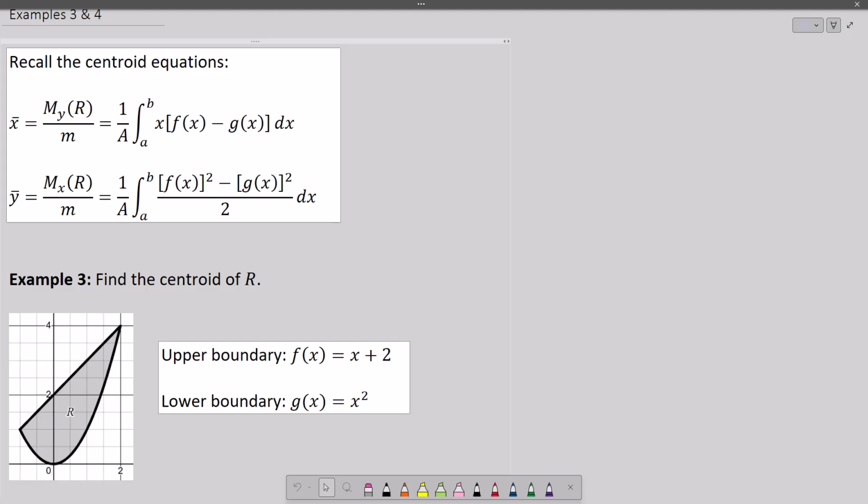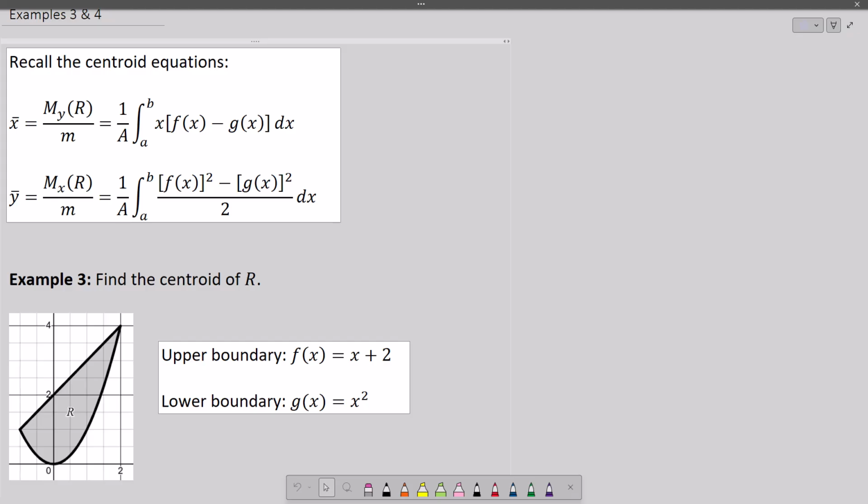M sub y is the moment about the y-axis. It's a tendency to rotate about the y-axis. So that's why it's got an x bar and an x here, because this x is measuring the distance from the y-axis. So there's no typo there. Sometimes it feels like, oh, well, if that's x and that's x, why is that y? But that's what's happening. So m sub y, you're rotating about the y-axis, and x is measuring that distance away from the y-axis.